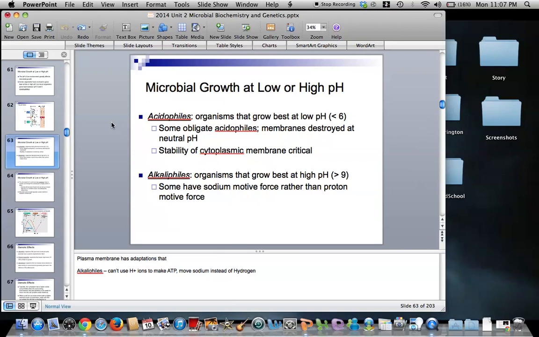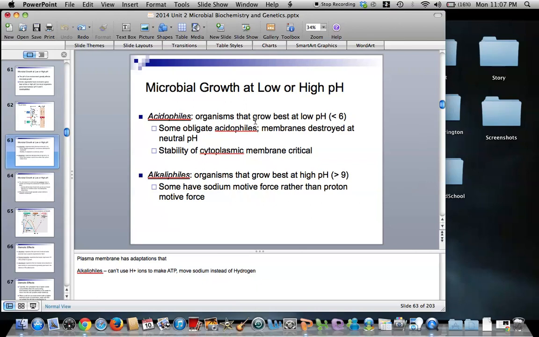Alright, acidophiles, they love below 6. 6 to 8 is the normal range of neutrophiles, and then lower than that. Acidophiles, there are some obligate acidophiles, and their membranes are actually destroyed at neutral pH. And the membrane is primarily what decides what something can live at.